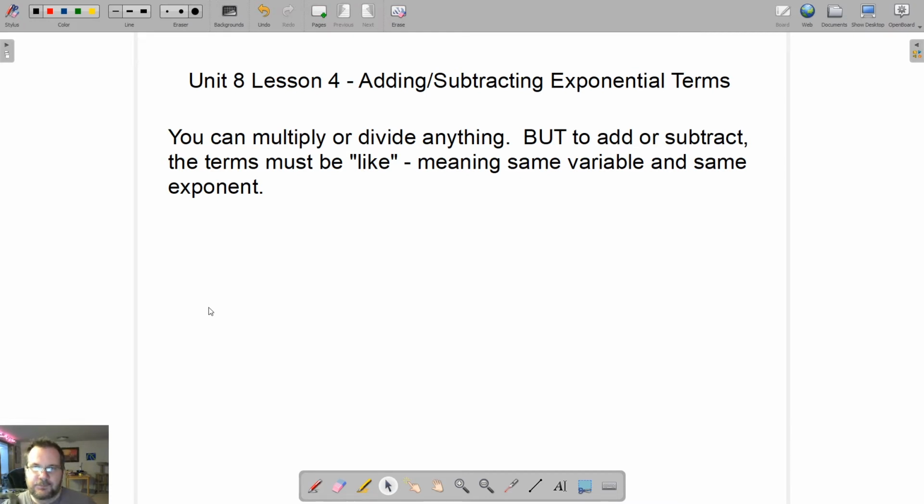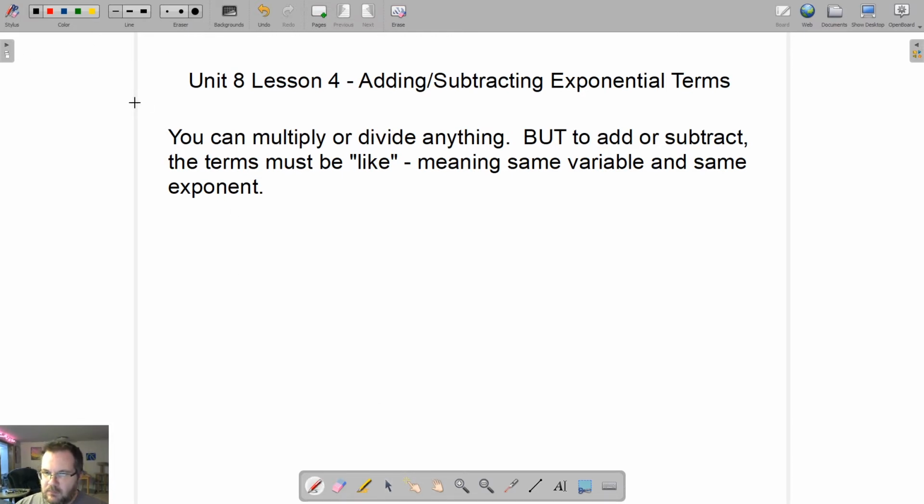Unit 8, lesson 4. Now, when you are multiplying or dividing, you can multiply and divide anything. It doesn't matter what exponent it has, what variable it has, what number it has. Multiply and divide are completely indiscriminate. But you can only add or subtract terms that are like. And we talked about this all year. 3x plus 5 is just 3x plus 5, but 5x plus 3x is 8x. It's the same when we start dealing with exponents. So like terms as far as exponents go means they have to have the same variable and the same exponent.